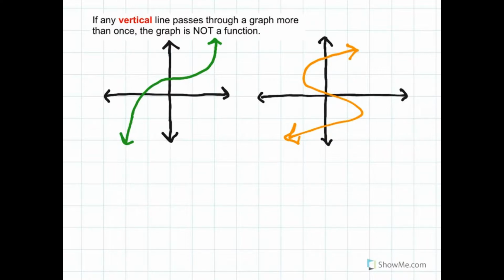A vertical line test can tell us whether a graph is the graph of a function or not. If each x has exactly one y, a vertical line will never pass through the graph of a function more than once. So this green graph is a function, but the yellow graph isn't because the same x corresponds to several different y's, and that makes it not a function.